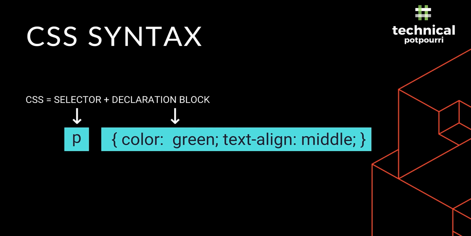Inside the declaration block, you can see color, colon, and green. So color is a property and green is the value of the property. Similarly, text-align is the property and middle is the value of the property. So what this entire line is telling is: make all the paragraphs in the web page the color green and make them middle aligned.